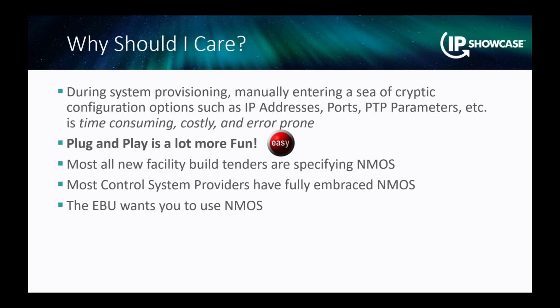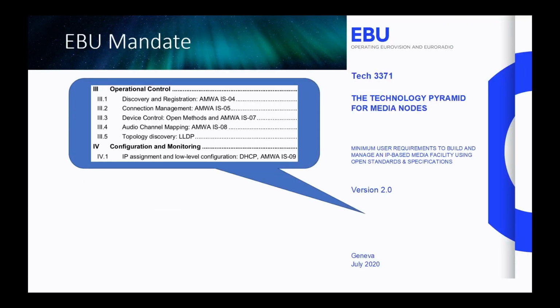And also the EBU wants you to use NMOS. Well, what do I mean by that? There's a document that the EBU published a couple of years ago called Tech 3371. It's the minimum user requirements to build and manage an IP-based media facility. So the EBU is saying if you want to do IP-based media, these are the things you need to do. For the control area, you need IS-04, you need IS-05, 07, 08, and 09. We'll talk about those in a little bit of detail so you know what all those things are.